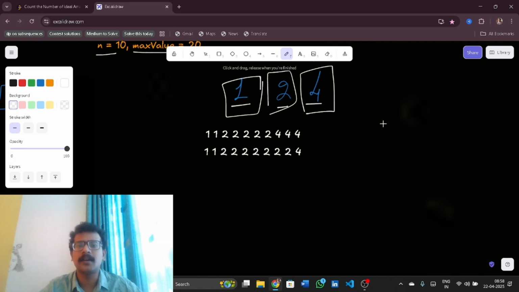Many people are saying that this combinatorics and this DP are so much hard, but this is just 10th class maths formulas.